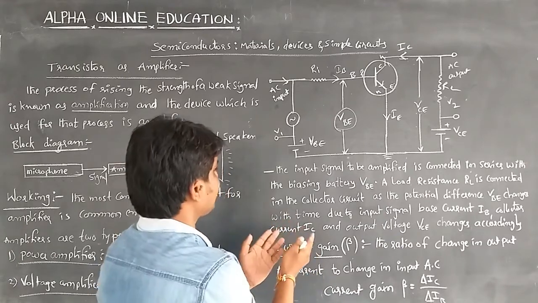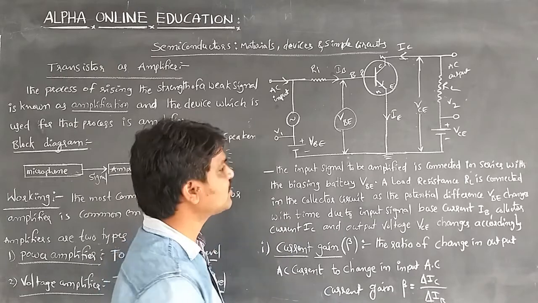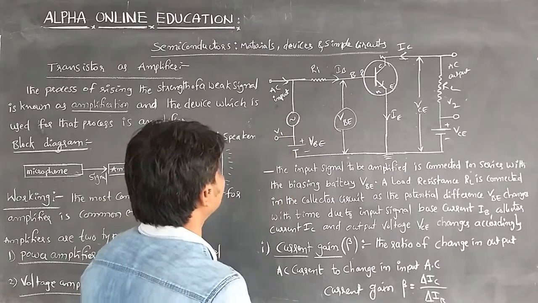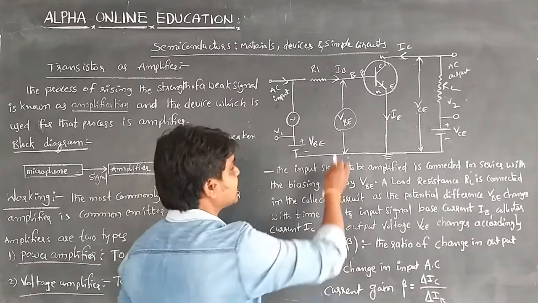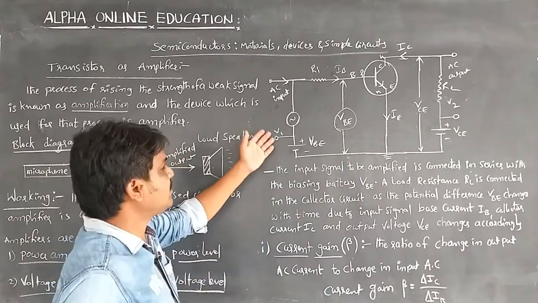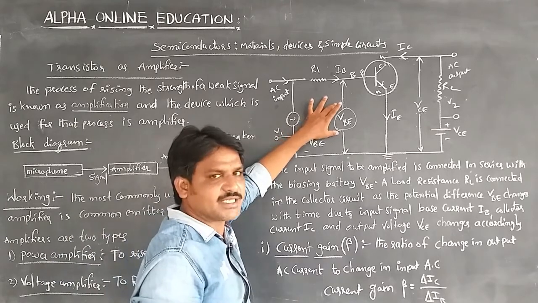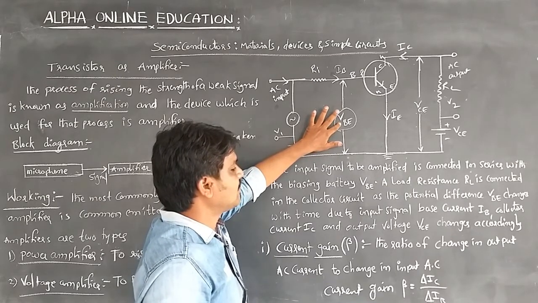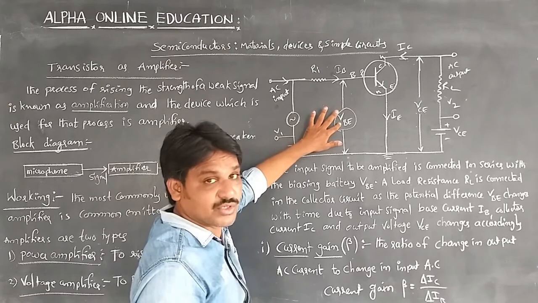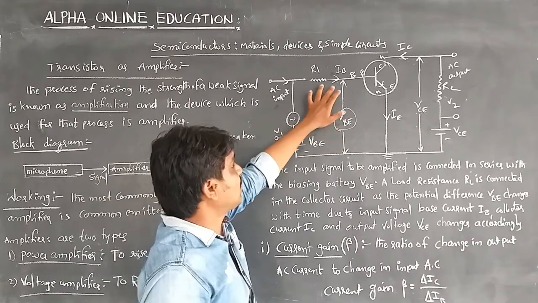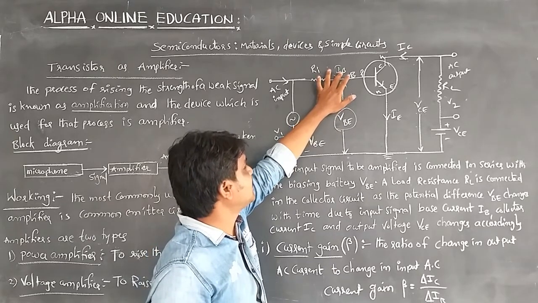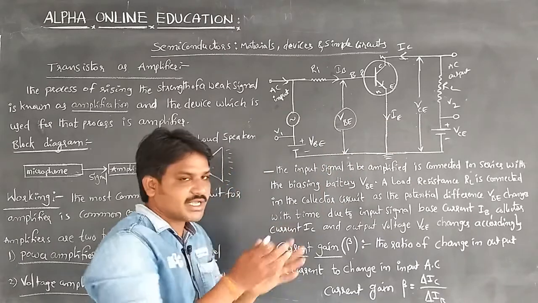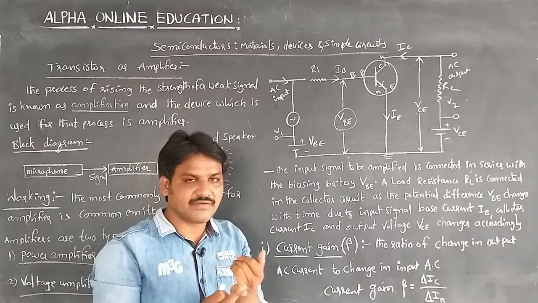Here the input and output voltages are in opposite phase. So in the voltage gain we get a negative sign. Once again, when the potential difference VBE changes with time, then according to that the base current IB, the collector current and the potential difference VCE change accordingly. So we can get the current gain from this.